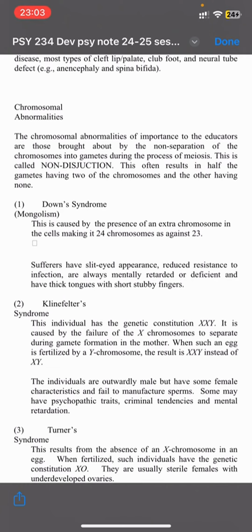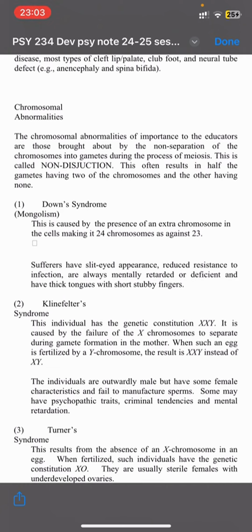So when chromosomes are supposed to separate, 2 will go to one side. Do you get? And then the other side will have nothing.